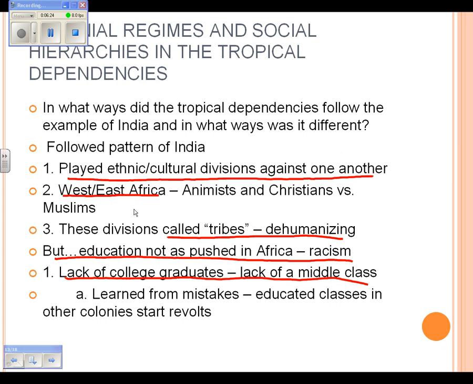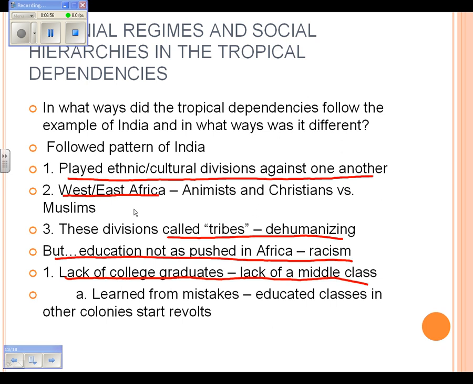Now, I used the term dehumanizing there. What do I mean by that? What I mean is the idea that these people would not have considered themselves tribes. By calling them tribes, it makes them sound uncivilized, as if they have not advanced as much as the Europeans. And maybe technologically they're not as advanced, but trust me, these people have civilization. They have great histories and great sophistication.